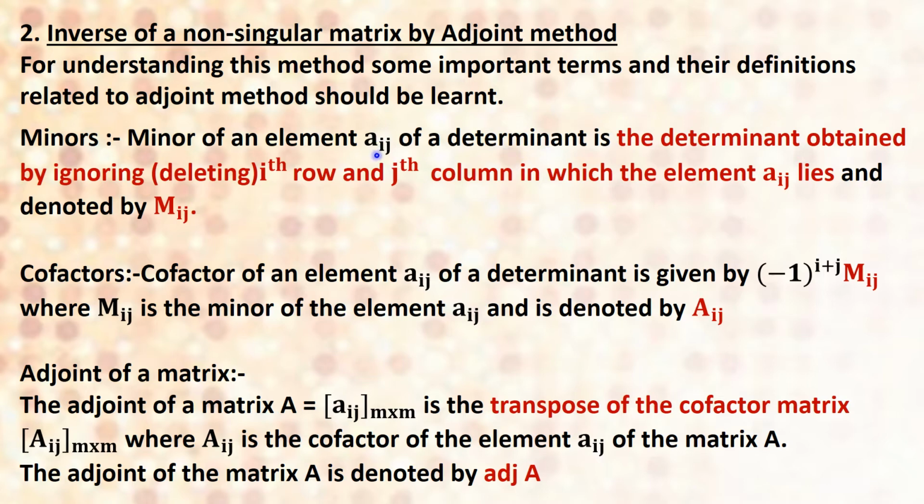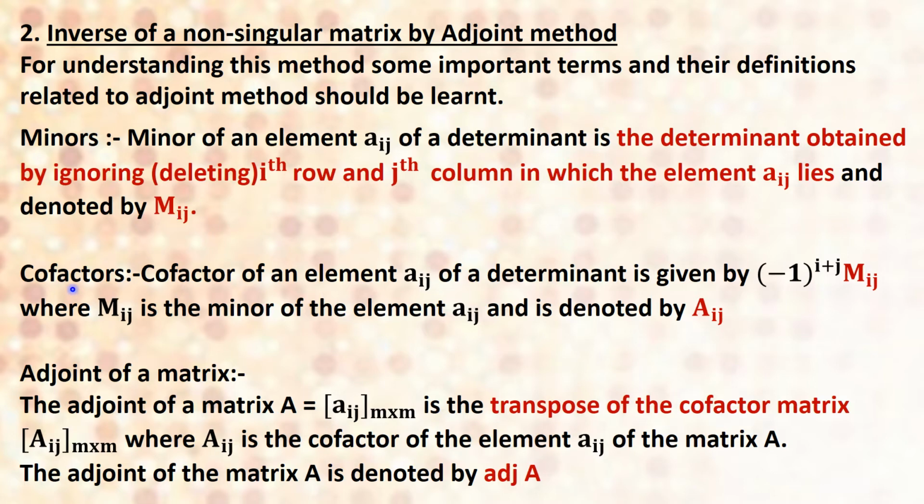So the minor of an element Aij, minor is related to each element of a determinant, is the new determinant obtained by ignoring or deleting the ith row and jth column. This element Aij is in the ith row and jth column. To get the minor, we ignore that particular row and column in which the element Aij lies, and denote it as Mij. The remaining part we consider as a determinant after ignoring the ith row and jth column. That is called what? Minor. Minor is a determinant.